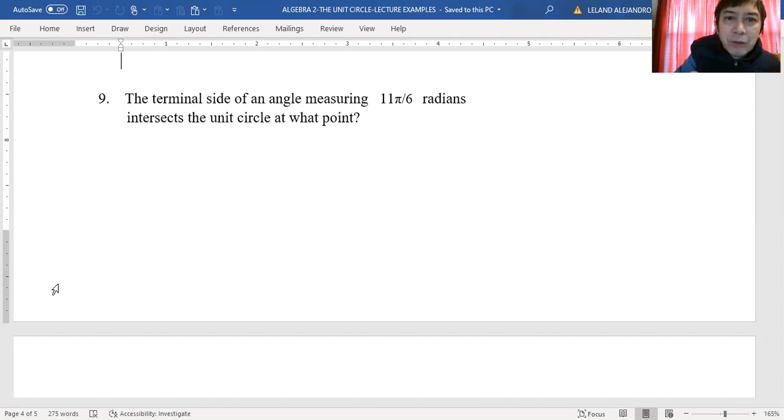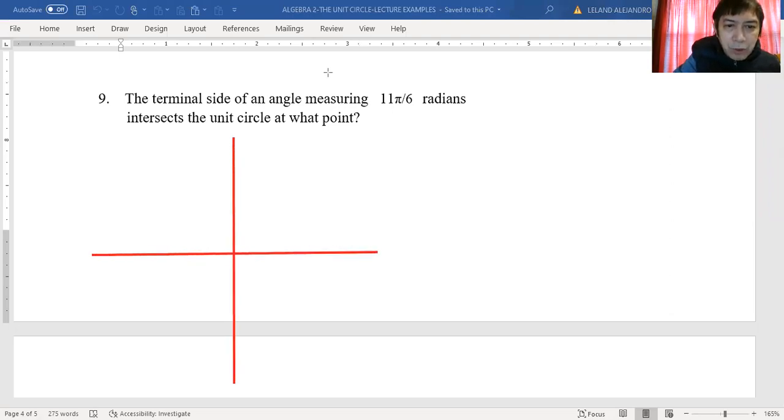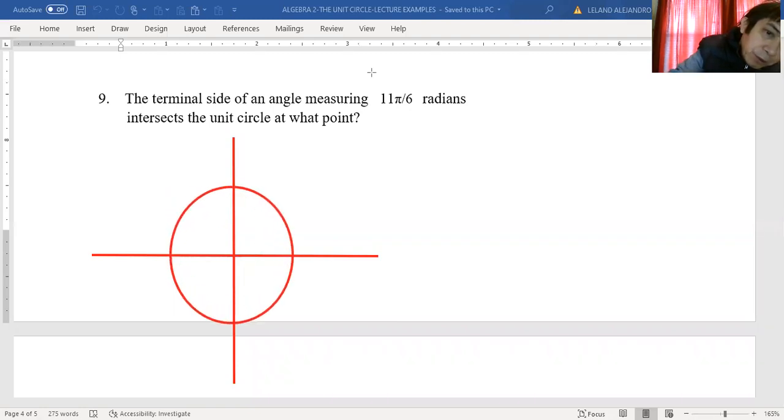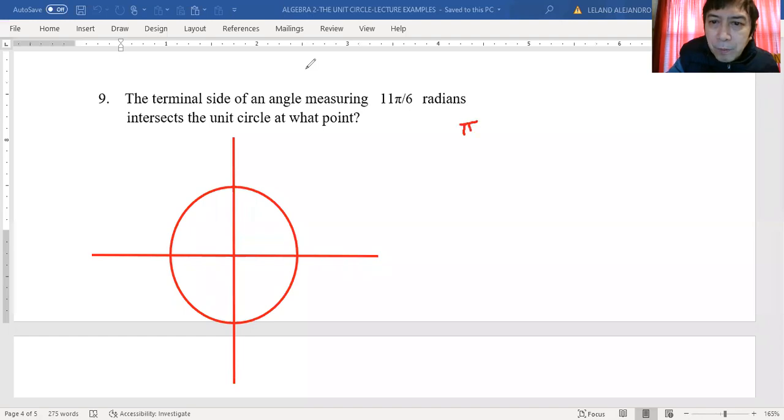Again, we shall try to attempt to draw our system. This is our y-axis. This is our x-axis. All right, we have a circle. Let's draw our circle. So let me draw it from here, going there. Okay, where's 11 pi over 6? Pi over 6 is 30 degrees. Pi over 6 is in radian units. Now, 30 is in degrees there.